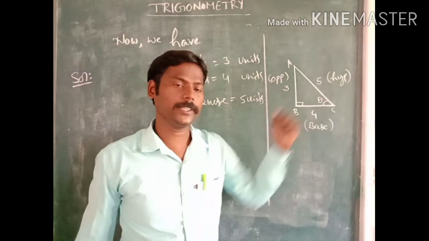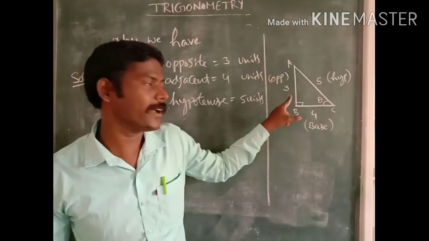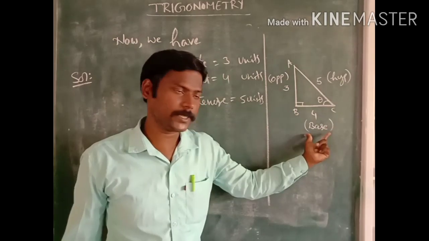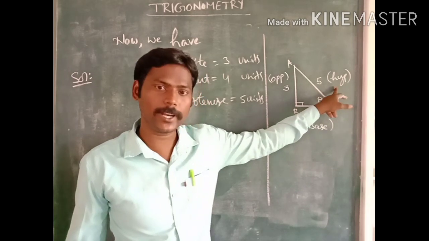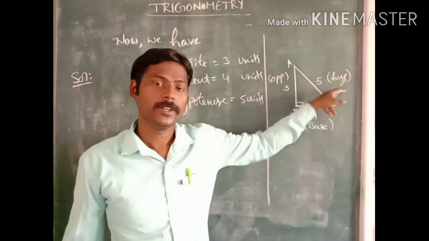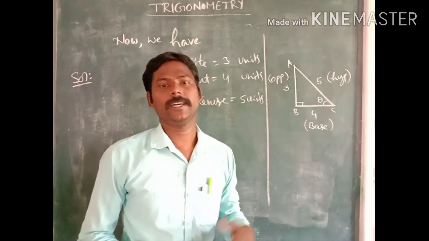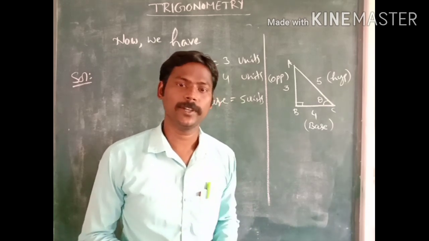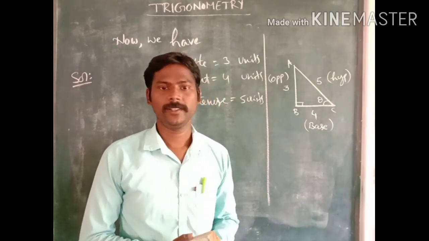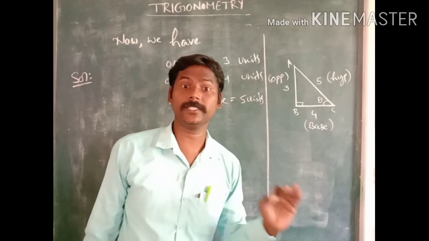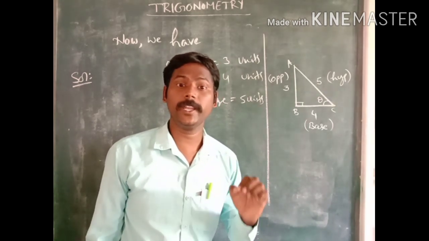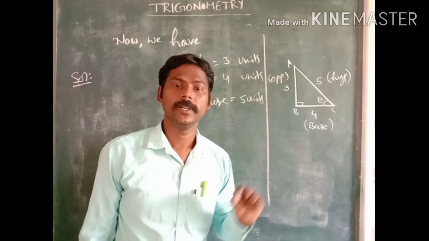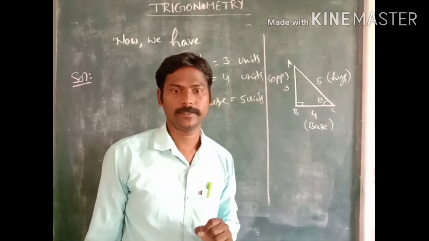Those are nothing but the opposite side value. The adjacent side value is 4 units, the hypotenuse value is 5 units. So it is easy to find the remaining 5 trigonometric ratios. But one thing you remember, children, you must remember the definitions of the remaining trigonometric ratios. It is very important to solve any type of problems.